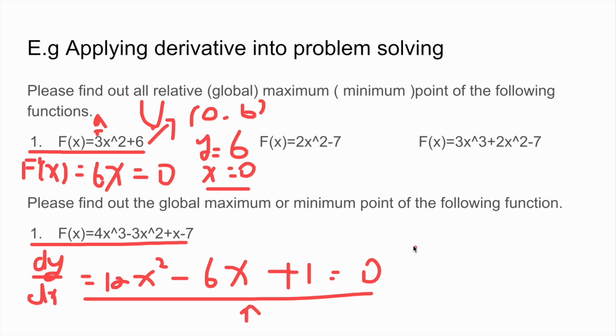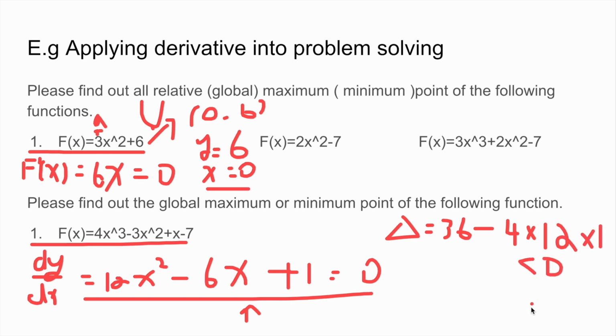To solve this, we firstly check the delta of the quadratic equation. We will get 36 minus 4 times 12 times 1, which is obviously smaller than 0, which means the delta is negative and the solution does not exist. So there won't be any global maximum or minimum points of the function.